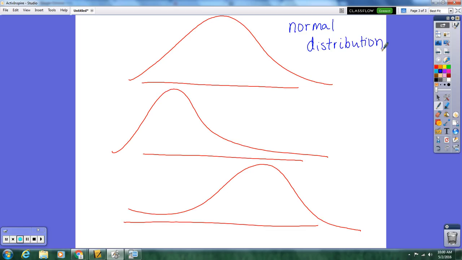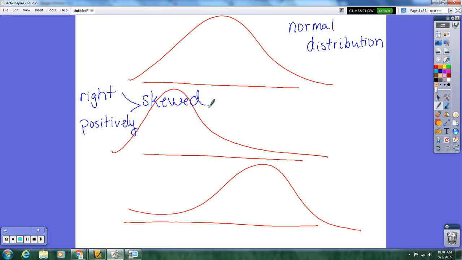Now the other two are skewed. Skewed means it's lopsided. There's more on one end than there is on another. It's just the opposite of what you think. These are the lower numbers, these are the higher numbers, correct? Okay, so this is going to be called right, or positively skewed.